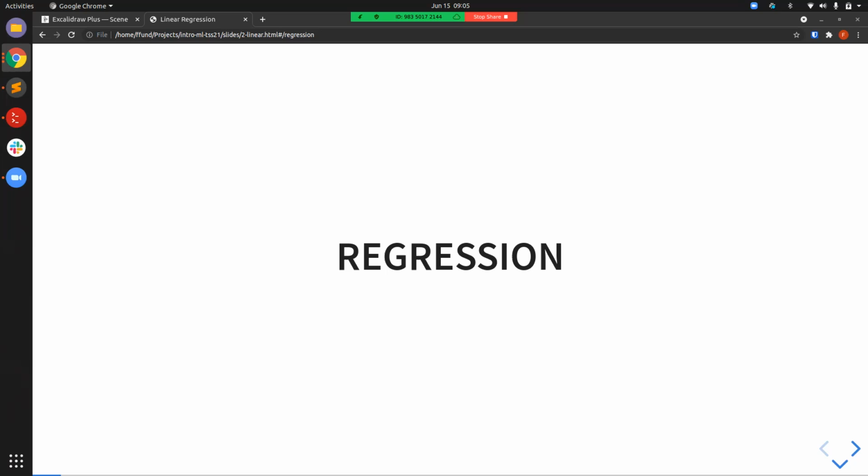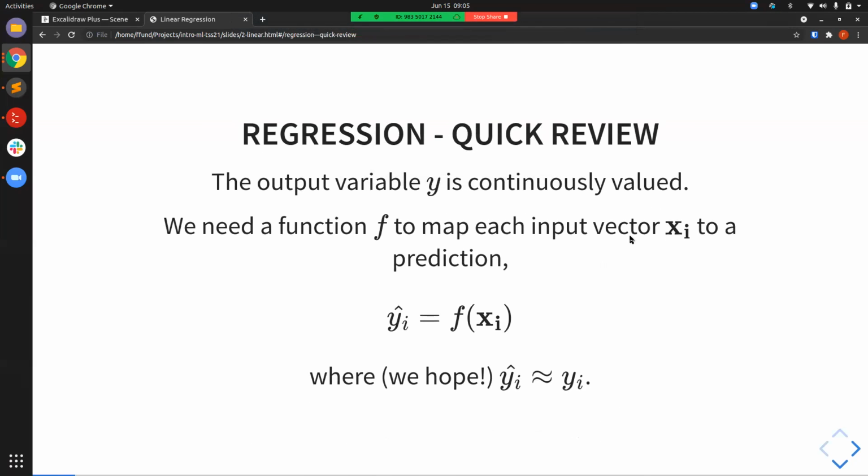Okay, very good. So regression is a machine learning problem where we're trying to predict a variable that is continuous valued, real valued. So we have some variable y, it's continuously valued. And we're hoping to find some function that maps each input, x, to a prediction y hat, where y hat indicates that that's our estimate of y. And we hope that our estimate of y will be approximately similar to the true value of y.